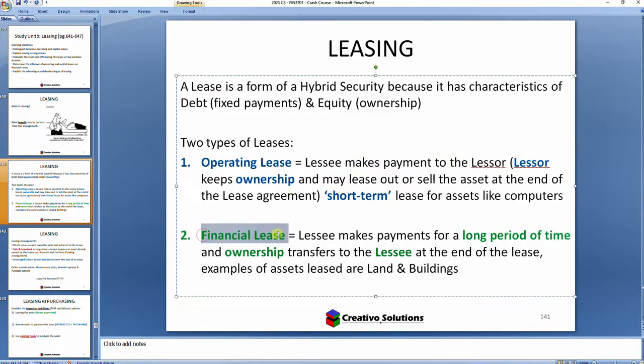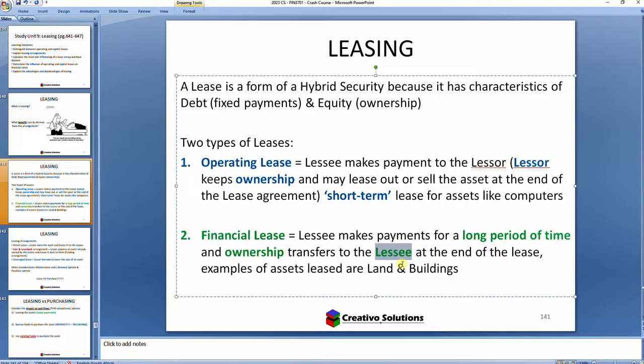Just note though, if it's a financial lease, ownership will transfer at the end of the lease. Okay, this is actually very powerful because it's almost like a lease to buy type of situation. Okay, so financial lease, where payments are made, but at the end, the lessee gets the option, okay, to own or take over ownership of that particular asset. Okay, once the lease has ended. Right, it's almost like an exit strategy for the person owning the property.